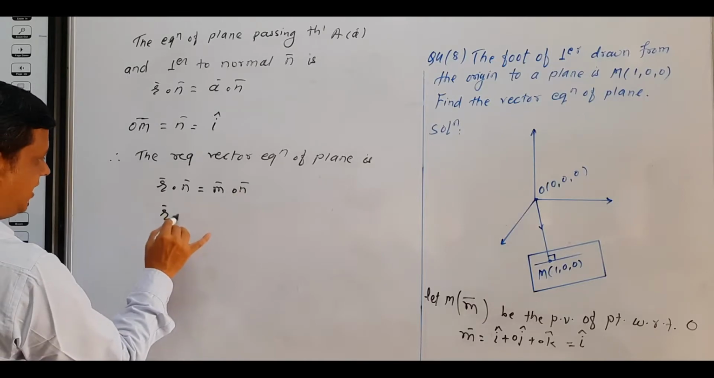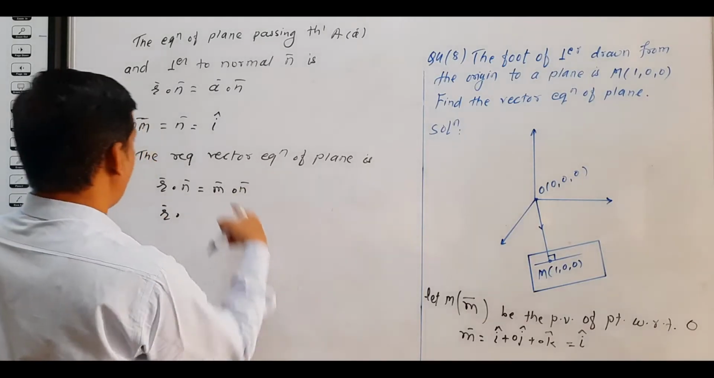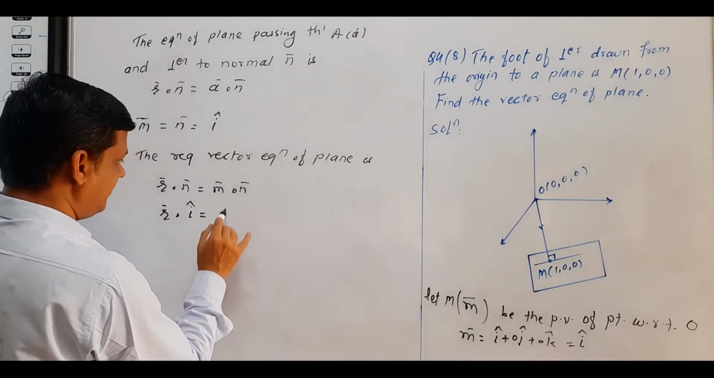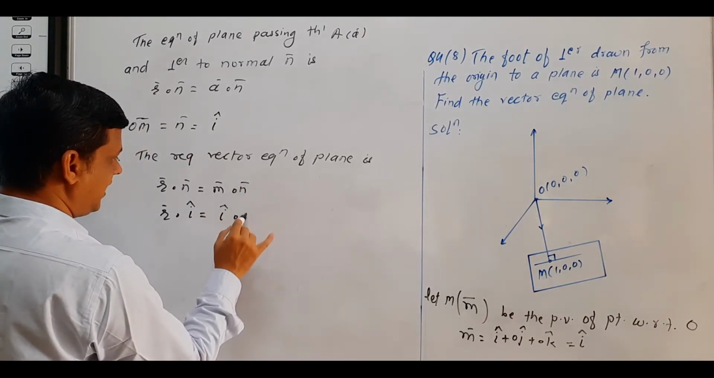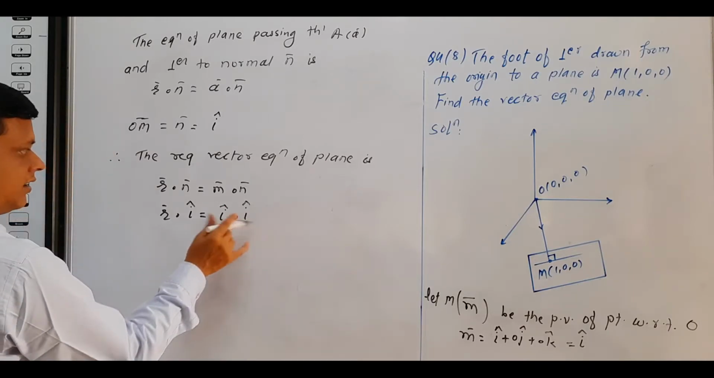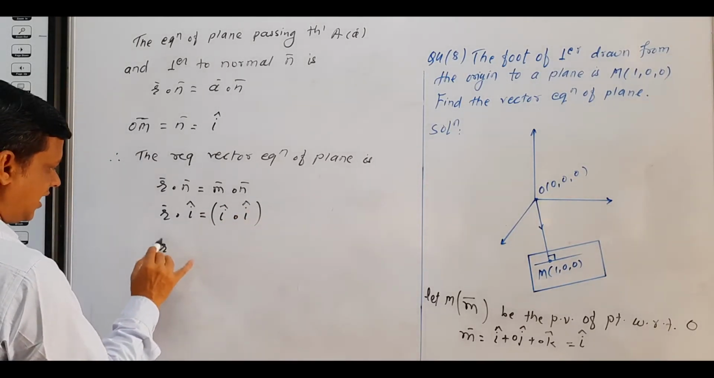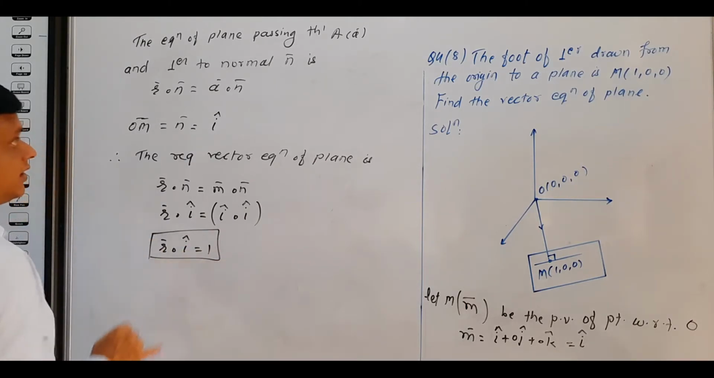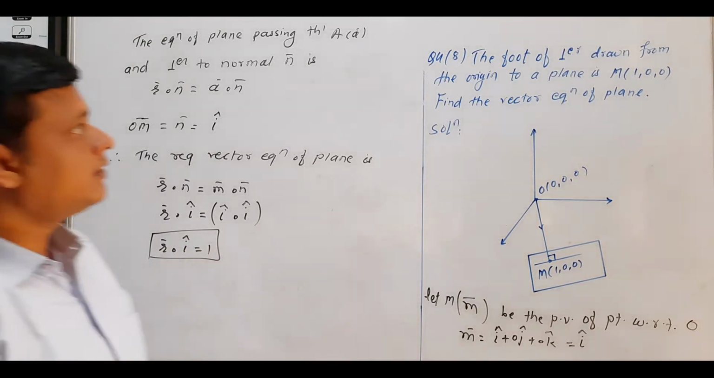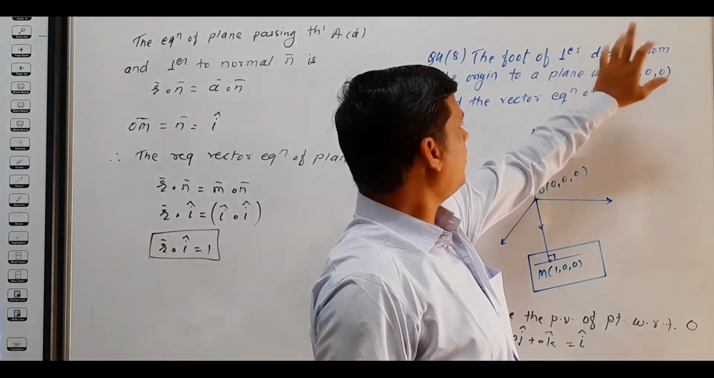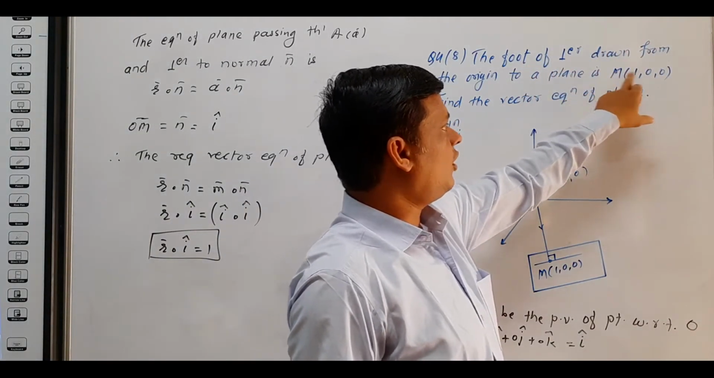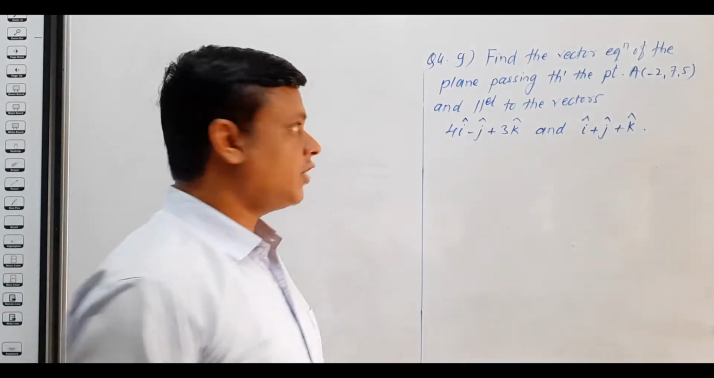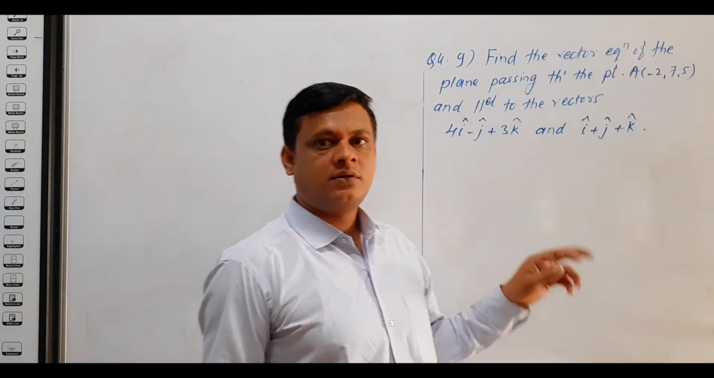So r-bar dot n-bar, where n-bar is i cap, is equal to m-bar, which is i cap. Again, i cap dot i cap gives 1. So r-bar dot i cap is equal to 1, which is the required vector equation of the plane. The foot of perpendicular drawn from the origin to a plane is M(1, 0, 0). Now see question number 9.